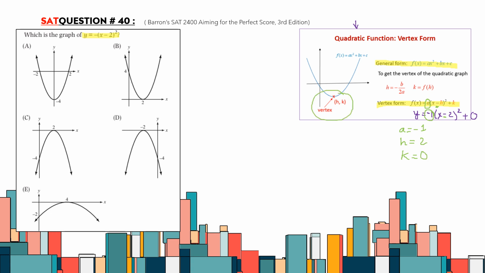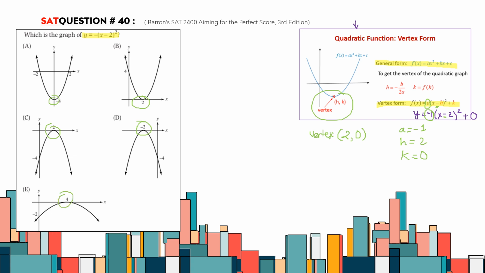And you see the vertex here, the ordered pair of the vertex, is h is 2, k is 0. So the point (2, 0) is one point on the graph, okay? So the vertex has to lie at x equals 2. Okay, that's the vertex. So which one has the vertex when x equals 2?